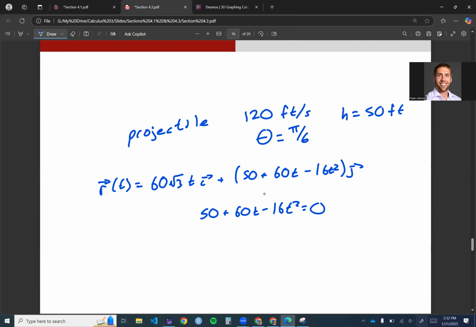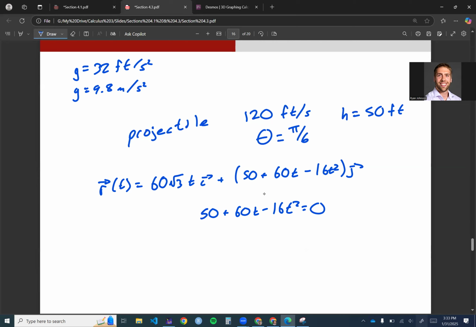Yeah, so make sure you have both types of little g on your formula sheet for Wednesday: 32 feet per second squared or 9.8 meters per second squared. Those will not be given to you. I'm expecting you to have them on your formula sheet. Okay.